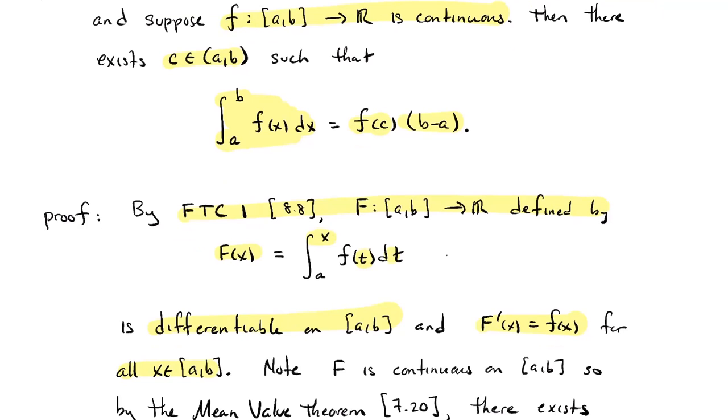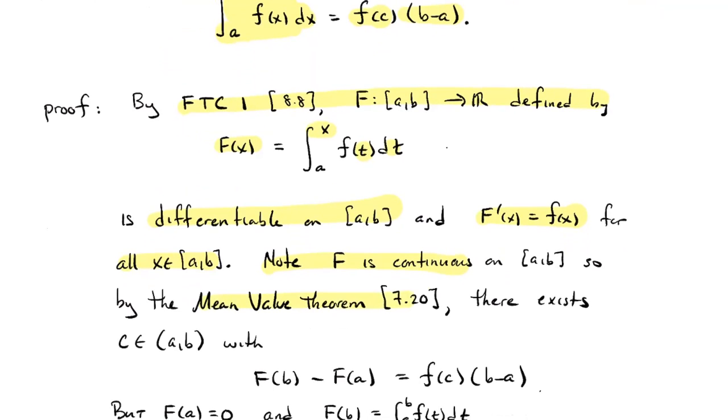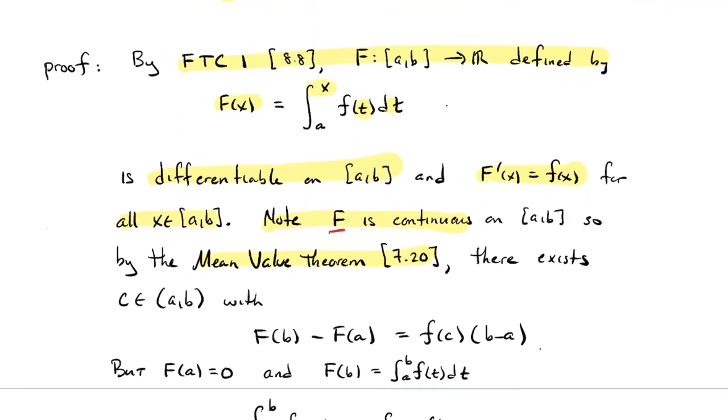So this capital F, therefore, is continuous because it's differentiable. And so I can apply the mean value theorem to it. I'm going to apply the mean value theorem to capital F. So the mean value theorem says that there's some interior point where capital F of B minus capital F of A is the derivative, little f, right? Remember, this is just capital F prime of C times the width of the interval.